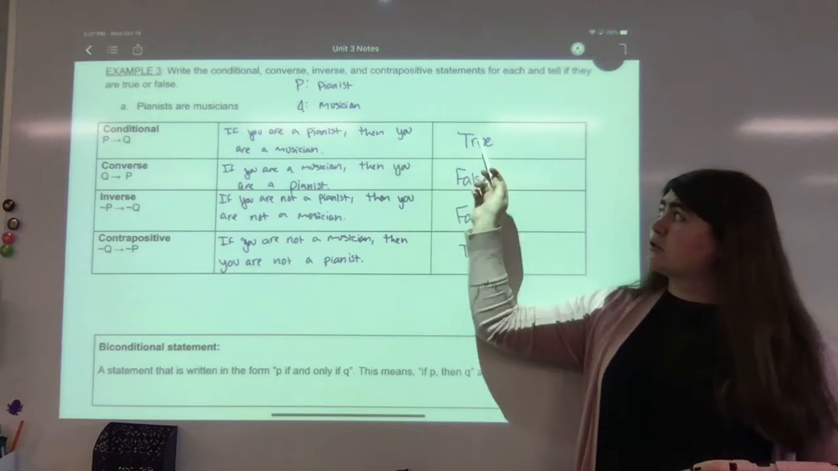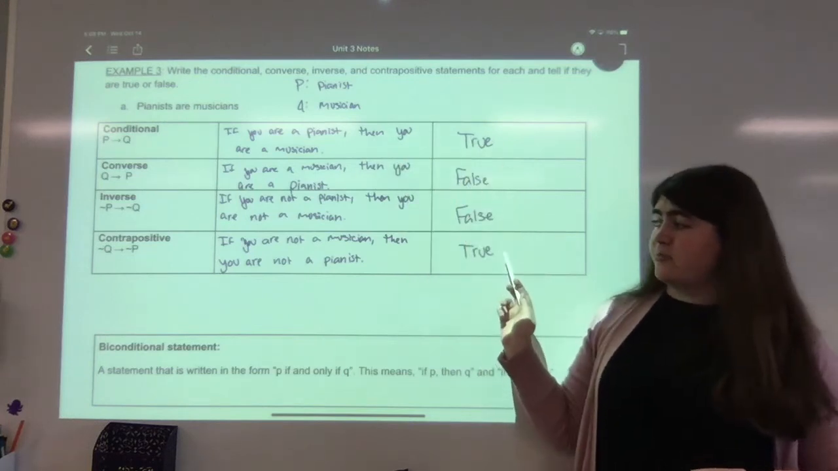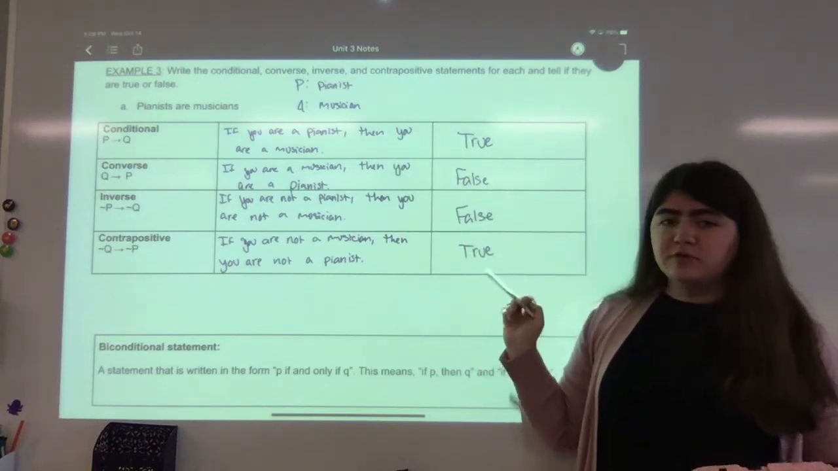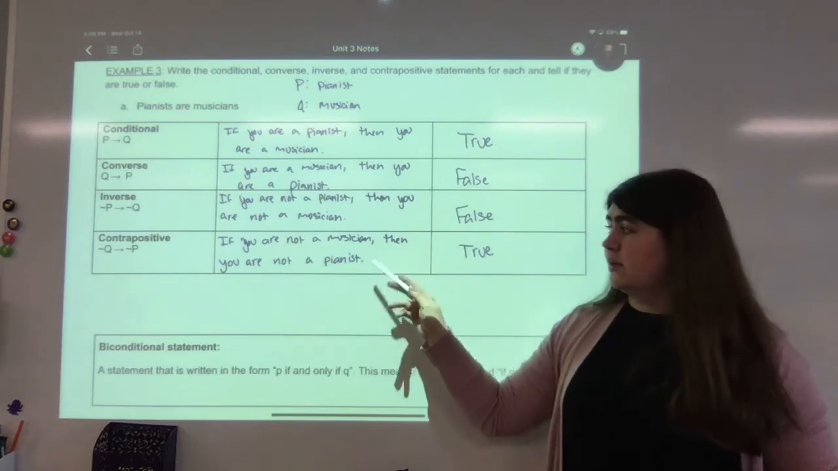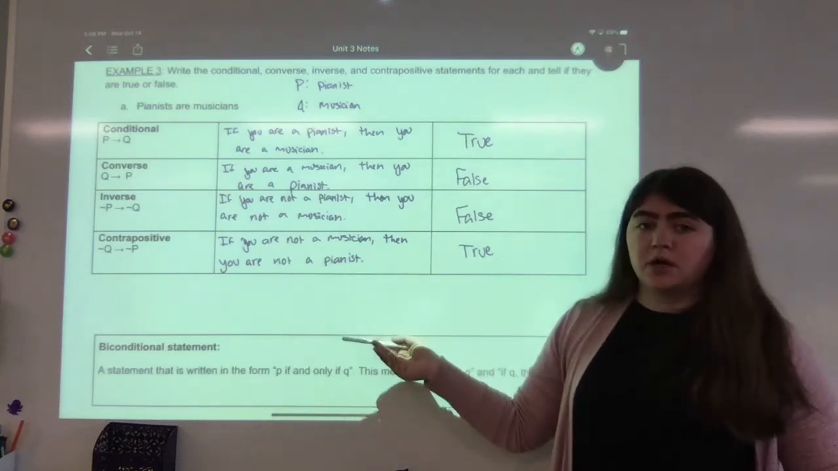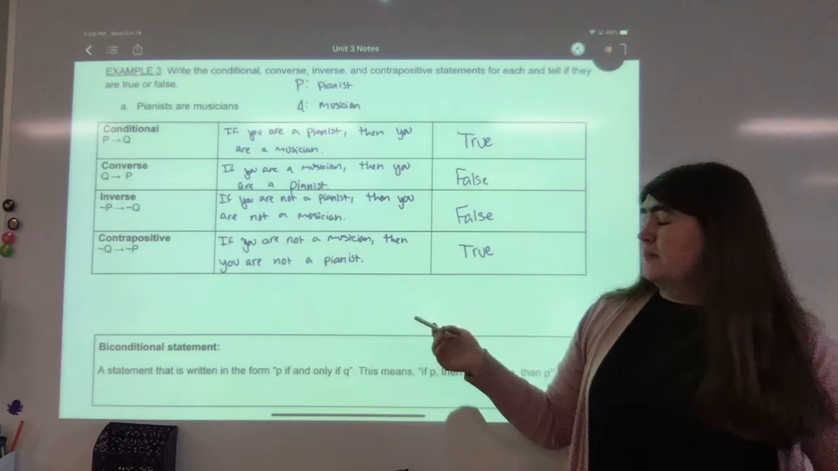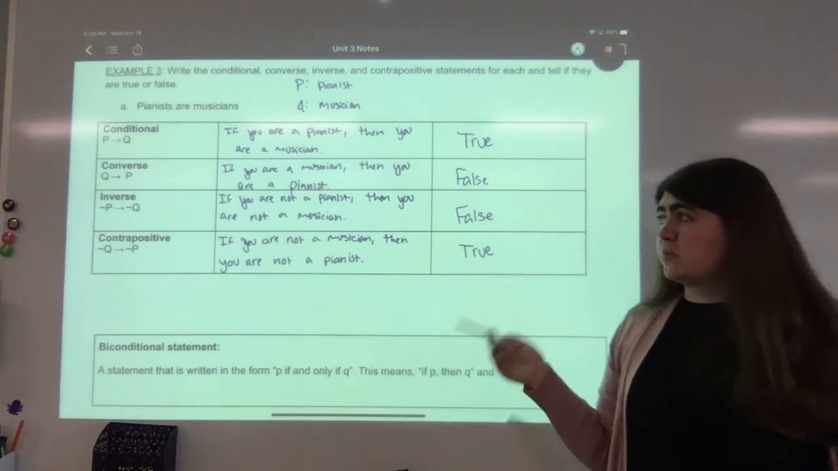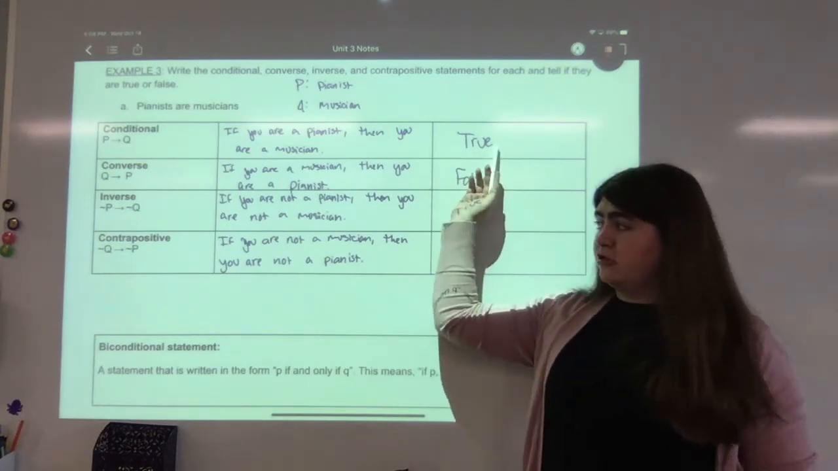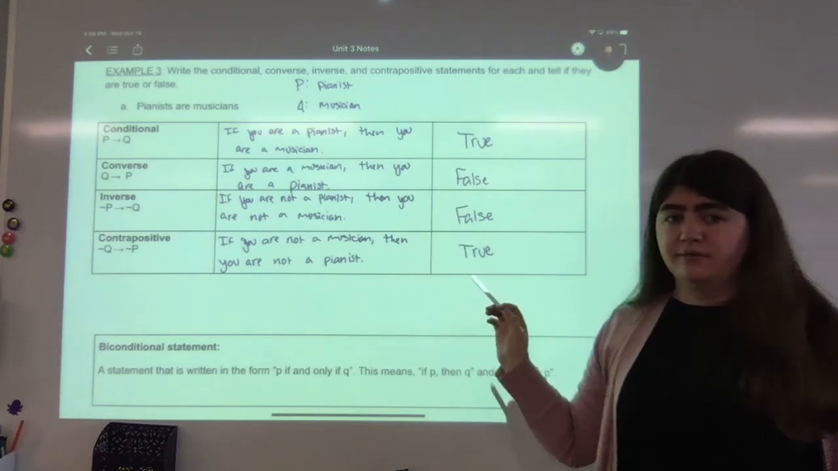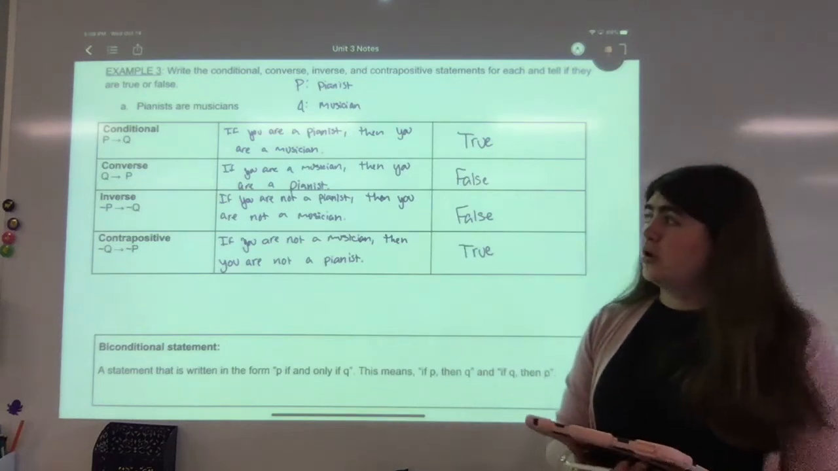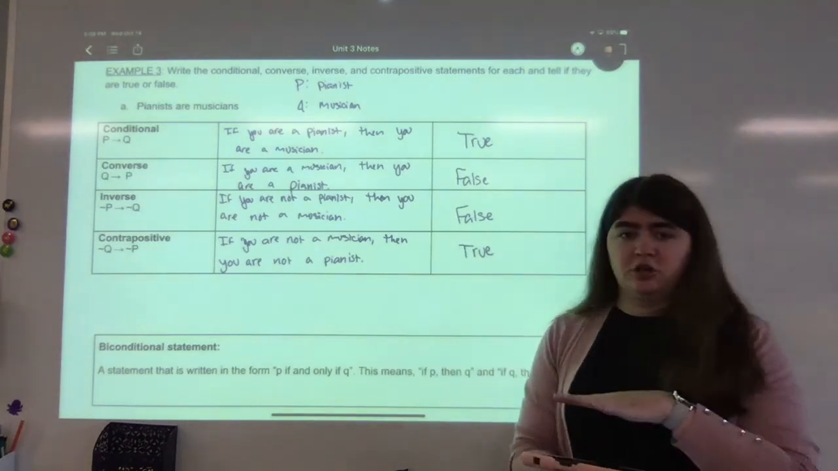If you get the conditional is true, you already know the contrapositive is true. If you still want to read through and think through it and find the answer, it will work. You're going to get there. But you don't have to think through it as much, because we already know if the conditional is true, so will be the contrapositive.